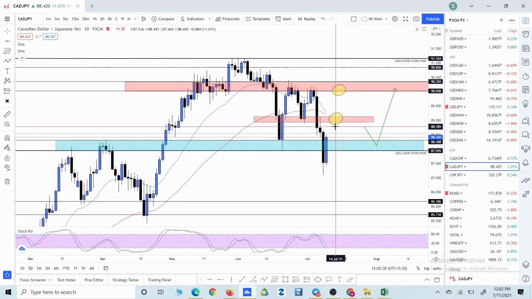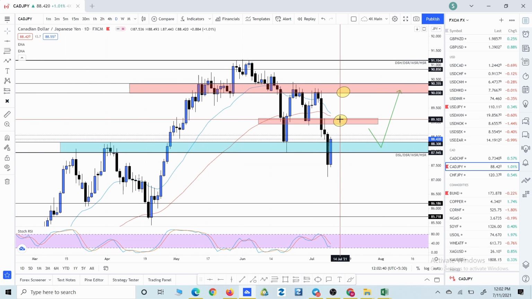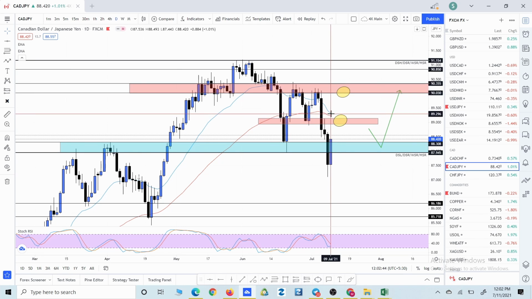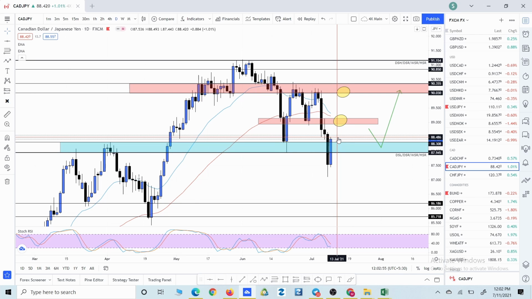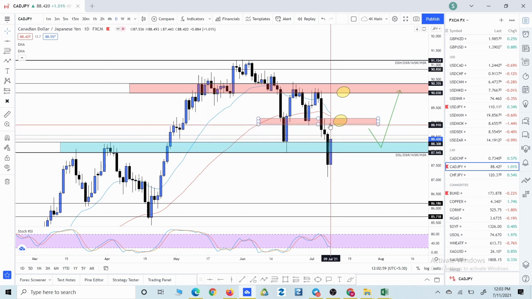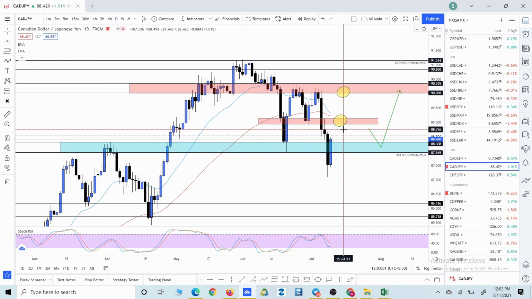Let's talk about the first one here. If the price retraces back to this level, we have the moving averages quite close. By the time the price reaches here, I believe the 20 EMA will be below the 50 EMA. In that case, that will act as a confluence to our trade, 20 EMA below 50, and both moving averages are going to act as a resistance.